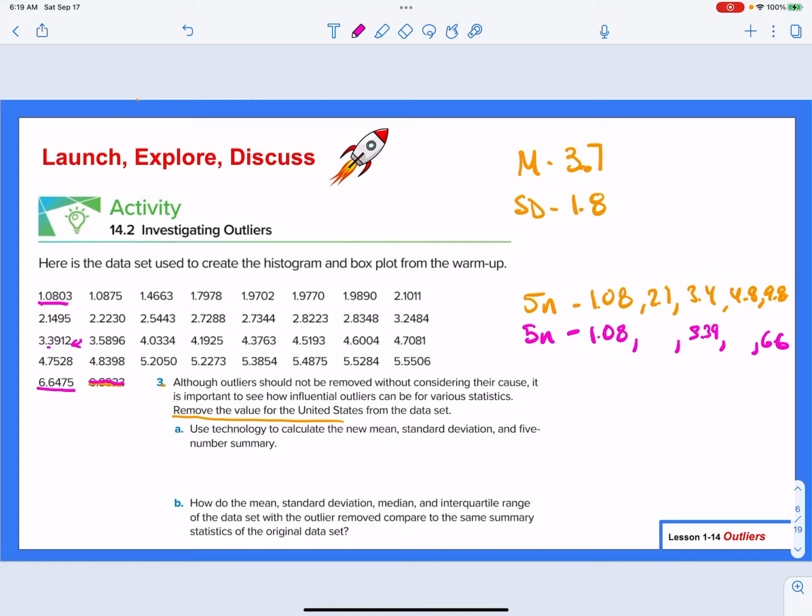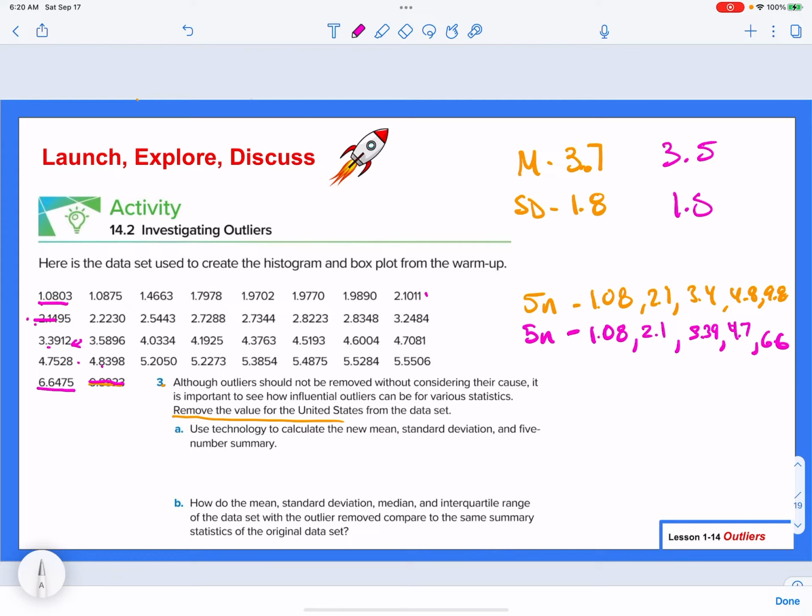And now my Q1 was here, so now I'm going to go between there and there. I can still say 2.1, not too much of a change here. My last median value was over here, my Q3 was there, so now it's going to be between those two. So we could say about 4.7. It's not going to be too far off for Q3. In terms of the mean for this value set, the mean is now 3.5, and the standard deviation is 1.5.